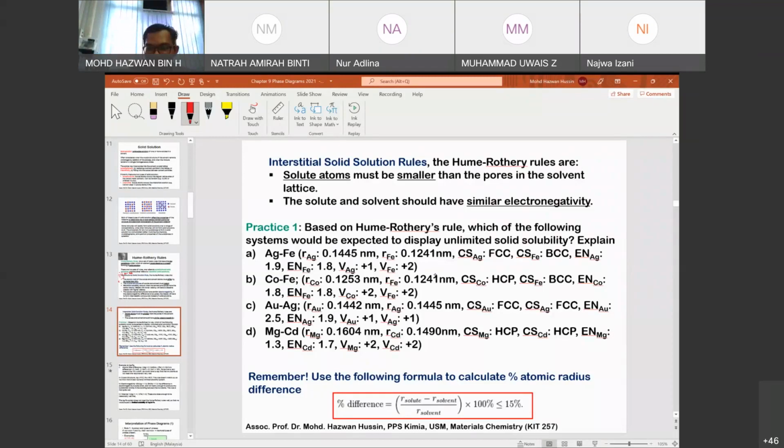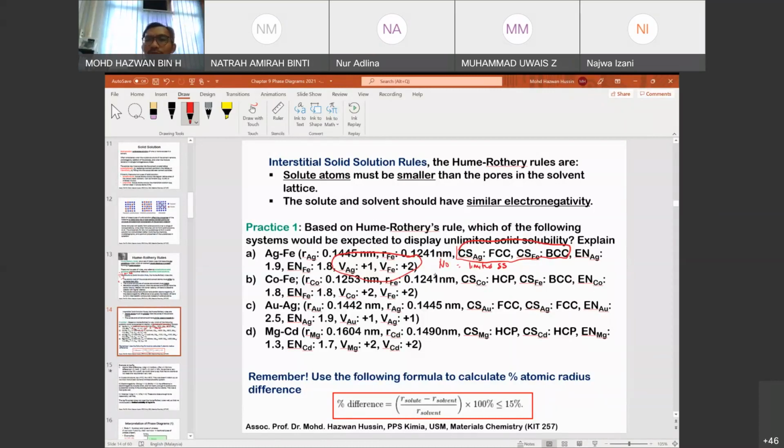they're different in crystal structure. Okay, good. I'm circling this one. And then what else? Different in valency. Very good. Okay. So the answer is actually no, or it will actually show limited solid solution. Why? Because it has different crystal structure, and it also has different valency.